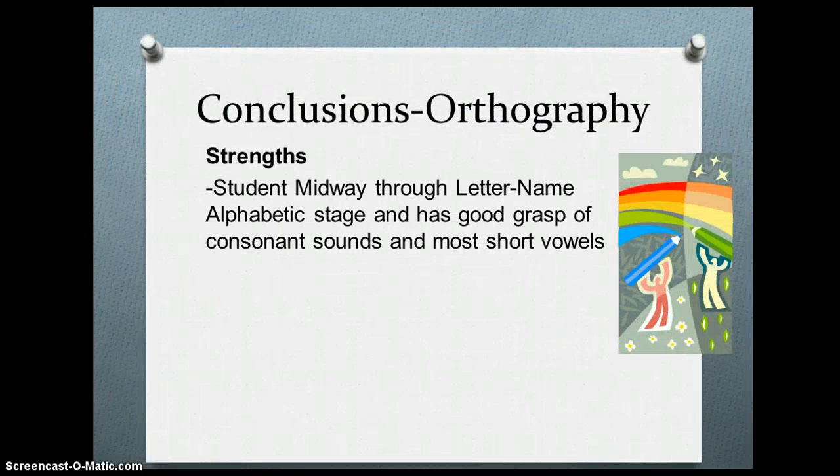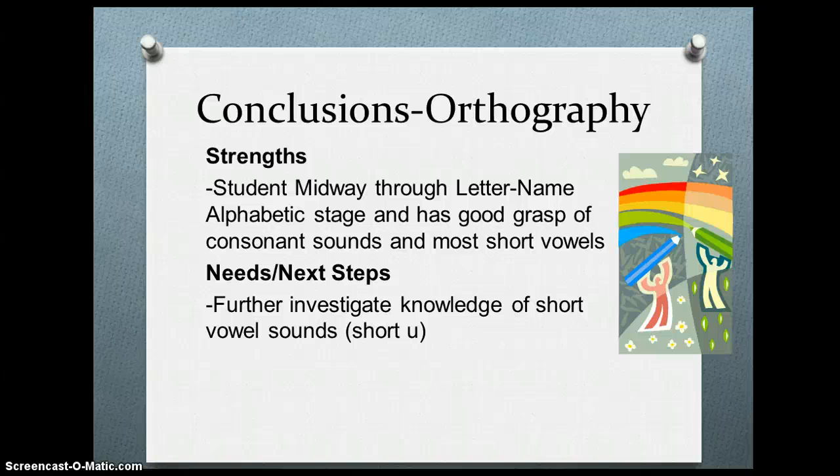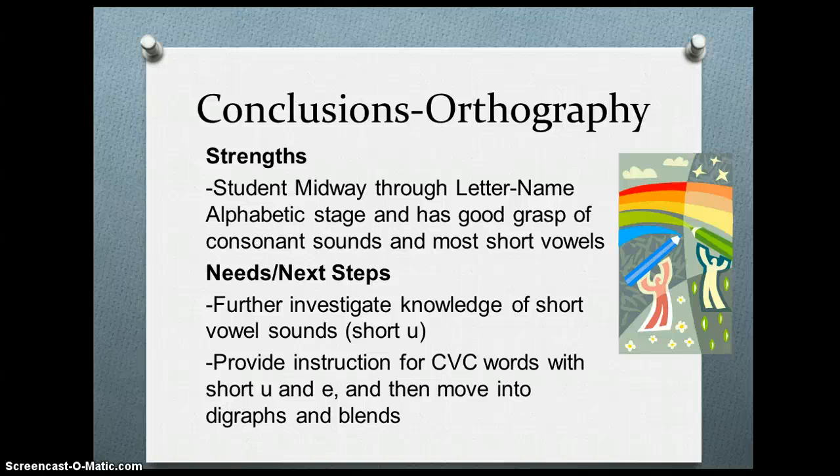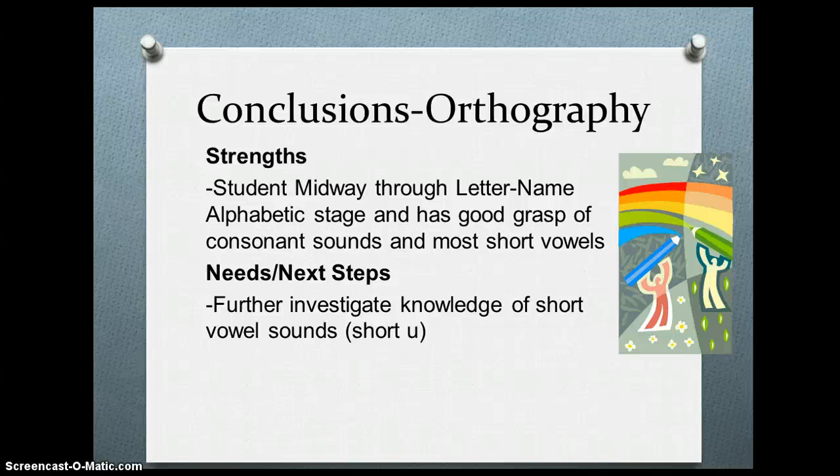So conclusions for orthography, like I said, she has a great grasp of consonant sounds and most short vowels, but we would need to further investigate her knowledge of short vowel sounds, especially the short U, because only one of the words, the word gum, has a short U sound on that assessment. So a limitation of that assessment is definitely a little bit of content validity, in that only having one CVC word with a short U may or may not be enough evidence to determine whether or not they've mastered that sound.